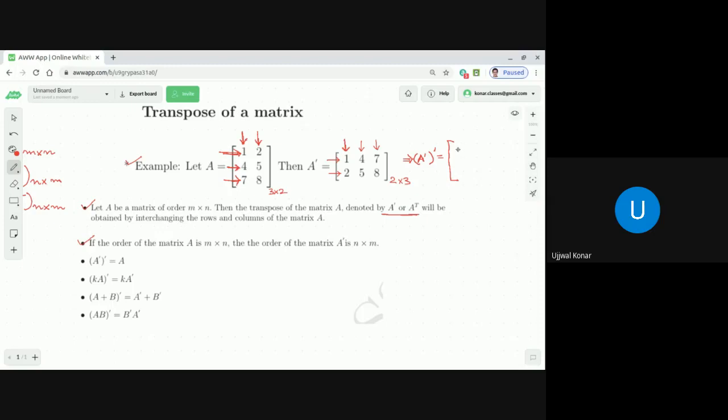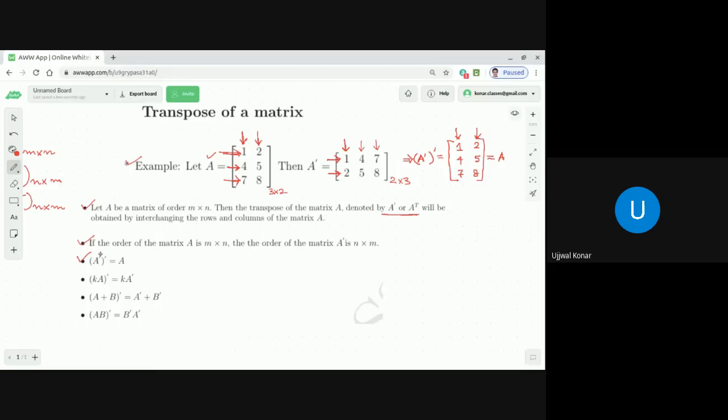So the first row of A prime becomes the first column of A prime prime. That is, the first row of A prime is 147, so 147 will be the first column. And what is the second row of A prime? It is 258. That will become the second column of A prime prime. Now, if you look, dear students, 147258 read column wise is exactly equal to the matrix A. So you can conclude A prime prime is equal to A. Or I can say the transpose of the transpose of a matrix is the original matrix itself.